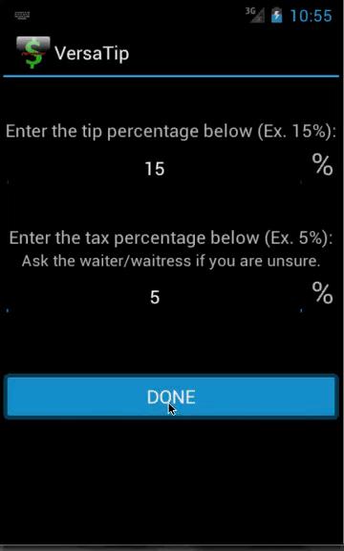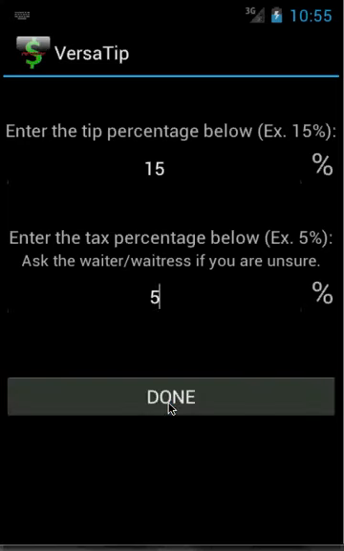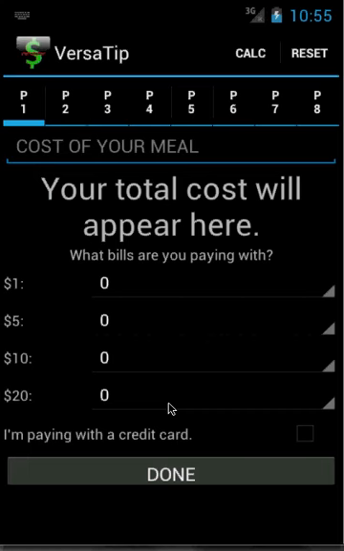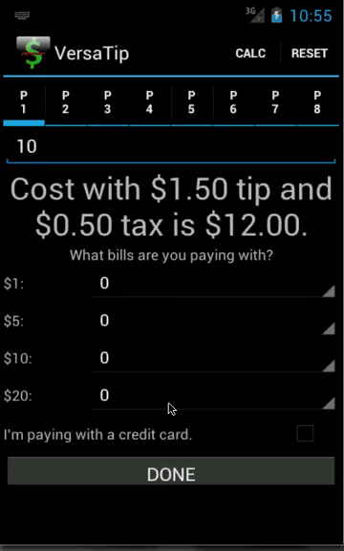Once we hit done, we move on to the input screen. Let's say my meal cost about $10. Immediately, VersaTip will change the text below and calculate tip and tax based on the cost of your meal. In this case, the cost is $12. So what money do I have in my pocket or wallet? Let's say I had a $10 bill and a $5 bill.